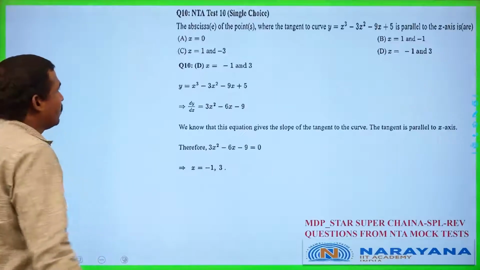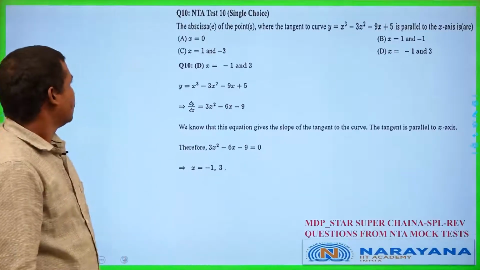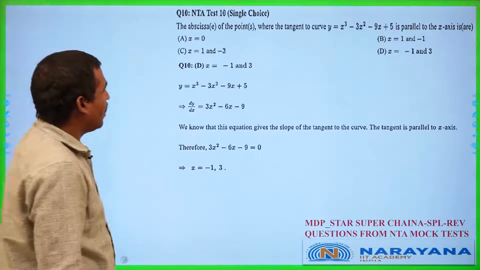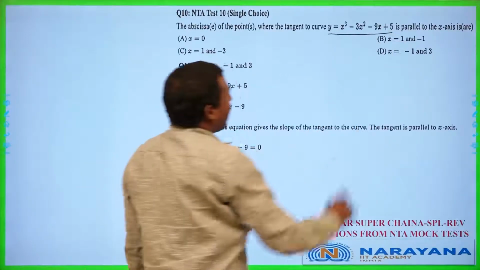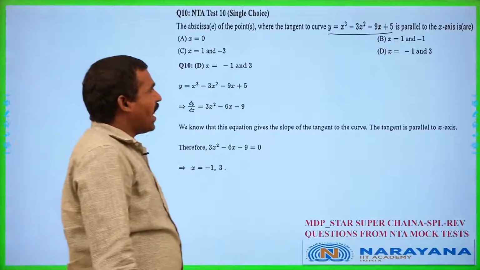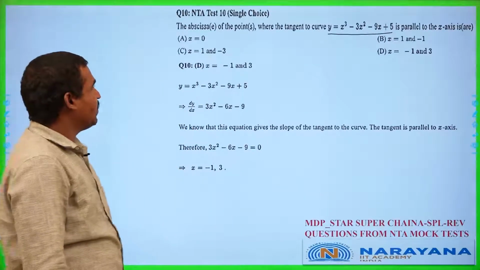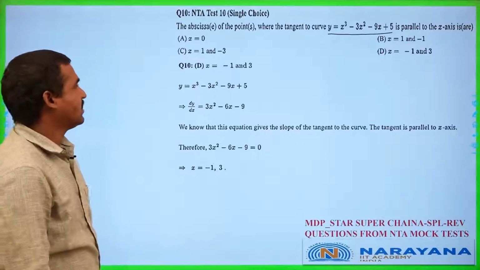Let us go to the second question. The abscissa of the points where the tangent to the curve y is equal to x cube minus 3x square minus 9x plus 5 is parallel to the x axis is. So, that means the abscissa where the tangent is parallel to the x axis.